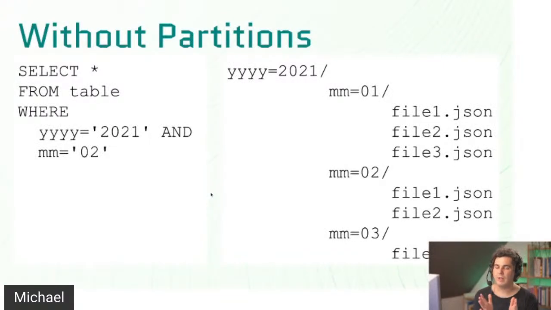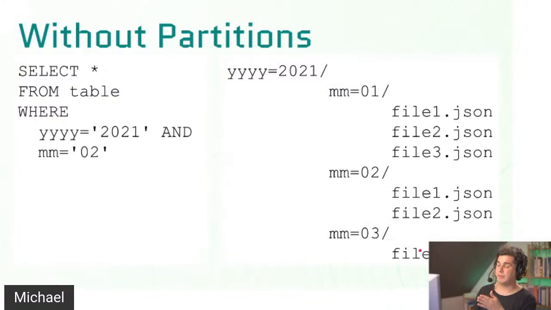So let's talk about partitions. The query that I executed looked similar to the one that you see here on the screen. I select star from table where, and then I select the year and the month. And you might think, okay, so how does this data look on disk? I have a folder that is named 2021. I have a folder for January, and within that, a couple of files. I have a folder for February, a couple of files. And then I have one for March with a single file at the moment.